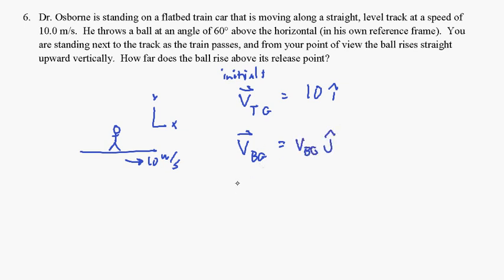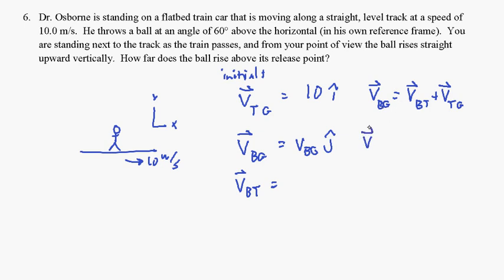Okay, and the last thing we need to figure out is the velocity of the ball with respect to the train. And that is at something at a 60-degree angle. We'll get there in a second. But to make these into a correct addition statement, the only option is: velocity of the ball with respect to the ground equals velocity of the ball with respect to the train plus velocity of the train with respect to the ground.